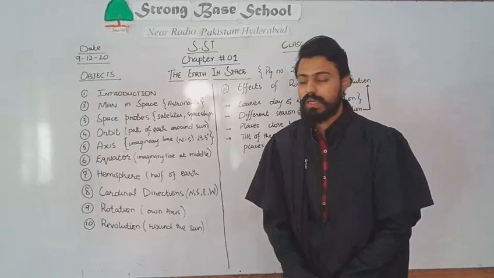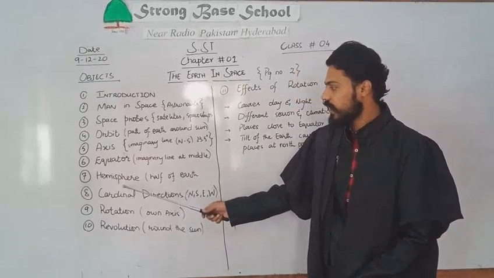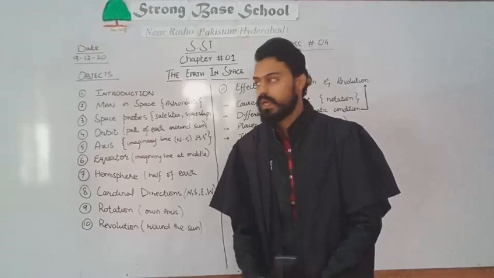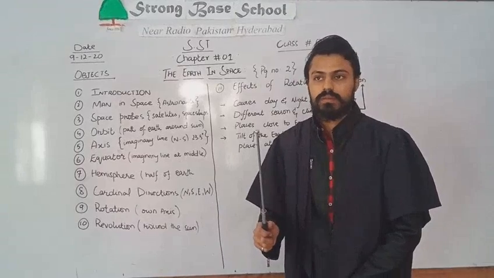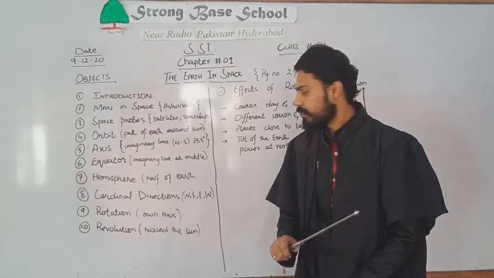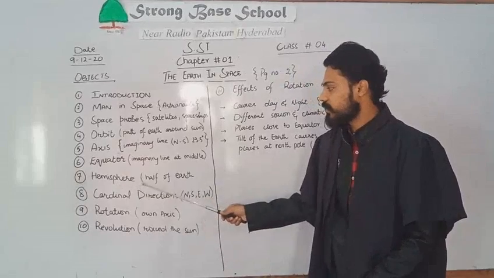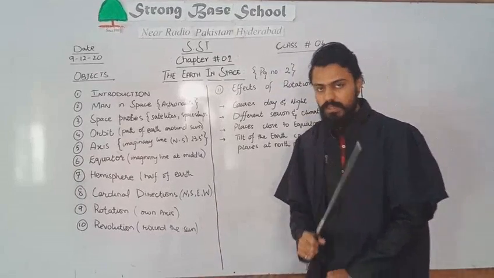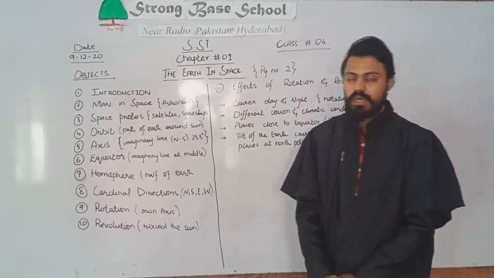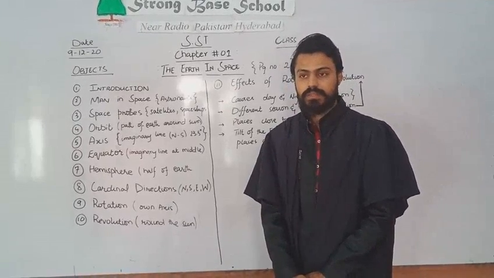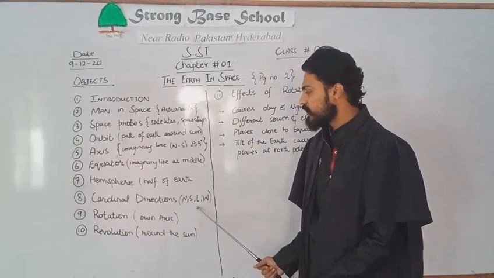The equator is also an imaginary line, but in the middle of the Earth. After that there is the hemisphere. Hemisphere means, as you know, that the equator divides the Earth into two parts by the help of an imaginary line, and the two parts are known as hemispheres, meaning half of the Earth. After that there are the cardinal directions. The cardinal directions are those directions which we use from the compass, like north, south, east and west.